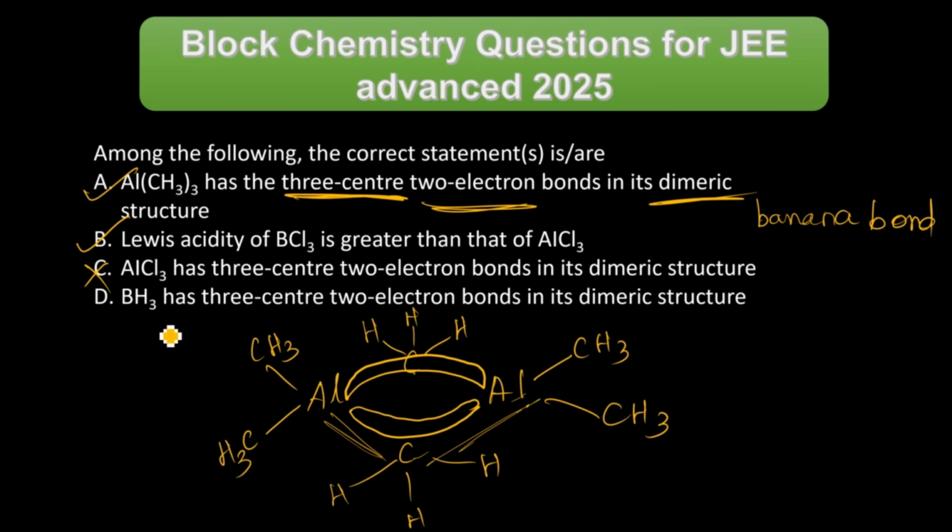Then BH3 has 3-center 2-electron bonds in its dimeric structure. I had already told you, this is true. It will form a structure similar to trimethyl aluminum also. Okay, A, B, D are the right statements.